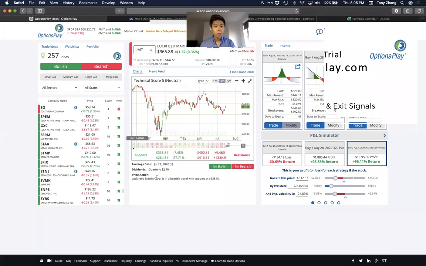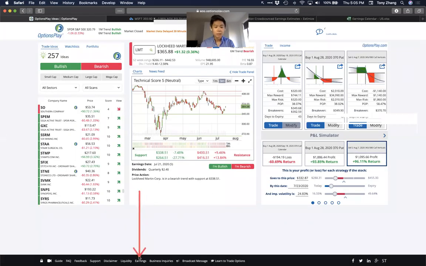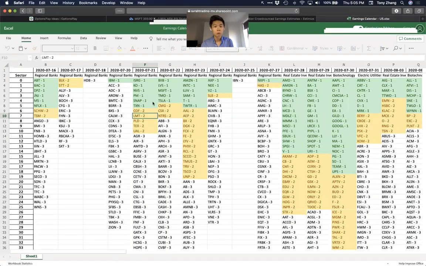And also for you, if you want to access the earnings calendar, it's on your platform. Both the liquidity list and the earnings calendar are both on the platform. So all you have to do is log on to the platform, click on the earnings link, and it'll bring you to this earnings calendar. Very, very important for you to use this, especially going into earnings season.